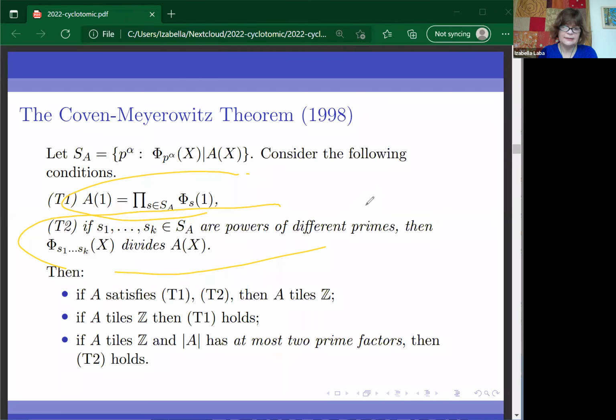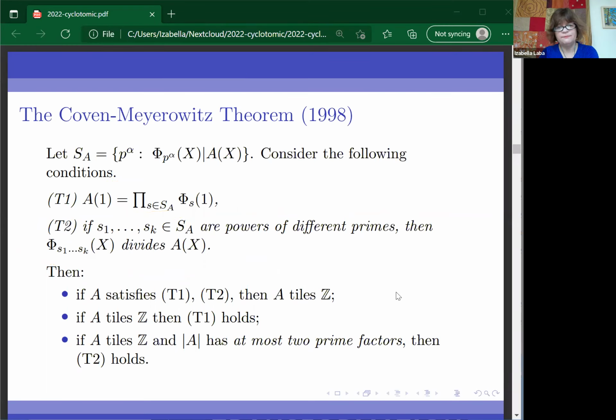If A tiles, then we have the first condition. And we also have the second condition if A has at most 2 prime factors. The first condition, T1, is basically just a counting condition. The second one is more difficult. This is a structural condition that has been difficult to prove in general.